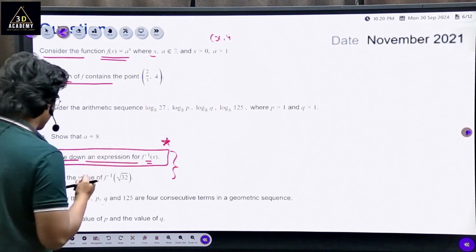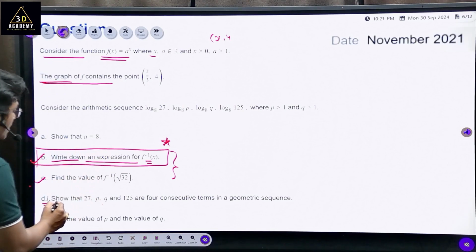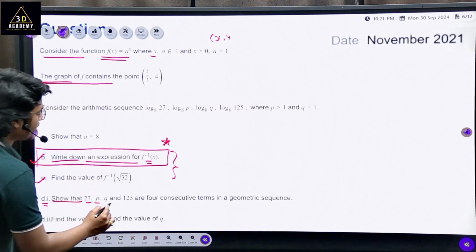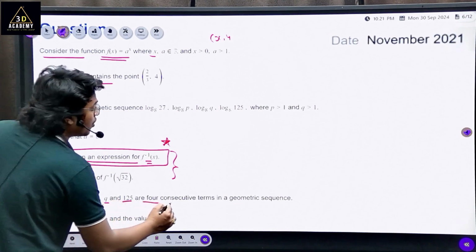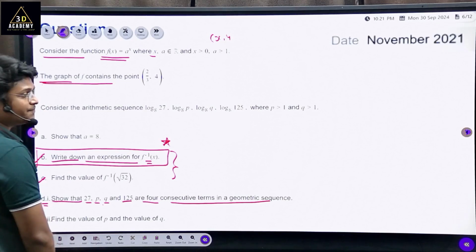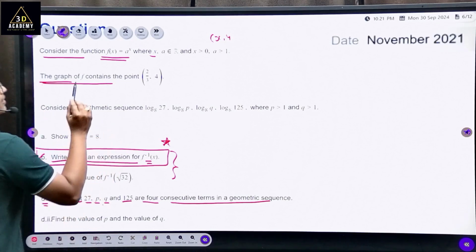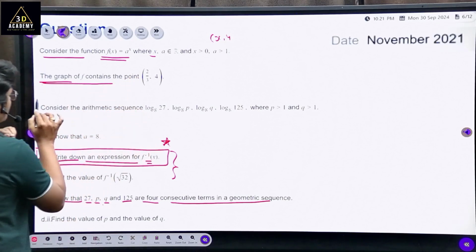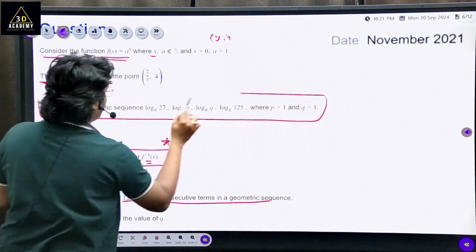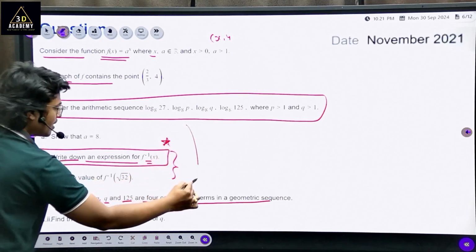D1: show that 27, p, q and 125 are 4 consecutive terms in a geometric sequence. Now this question is not properly arranged. So for this part, the questions are starting from here.